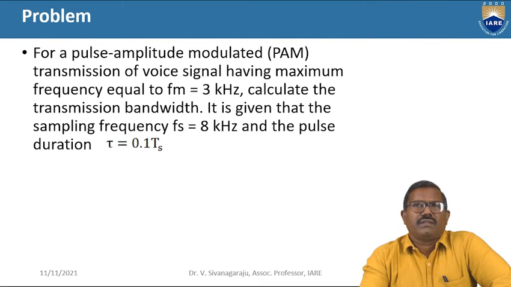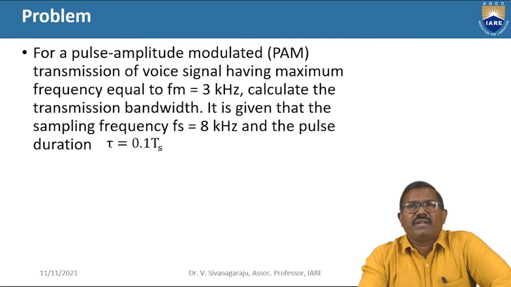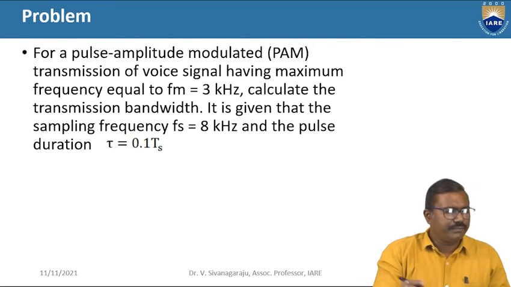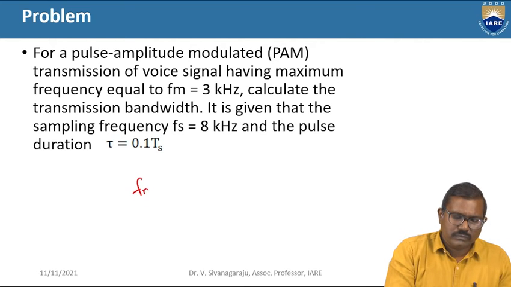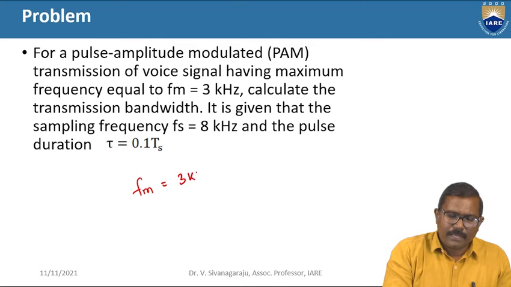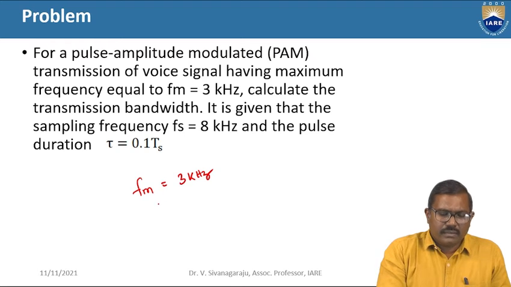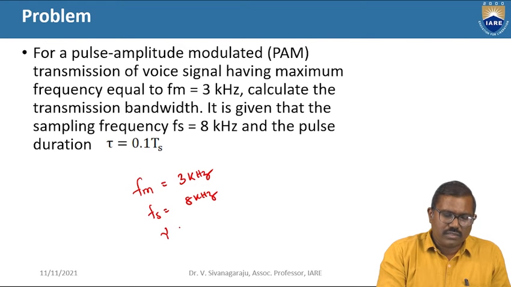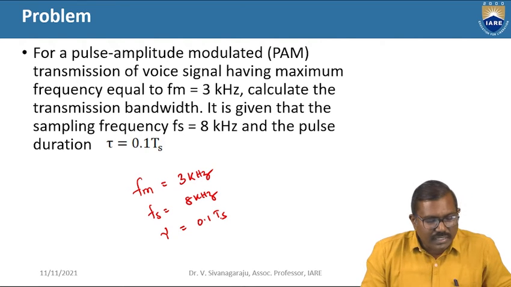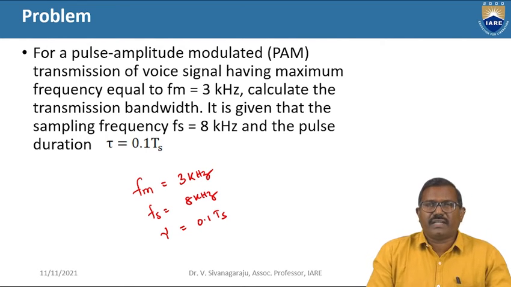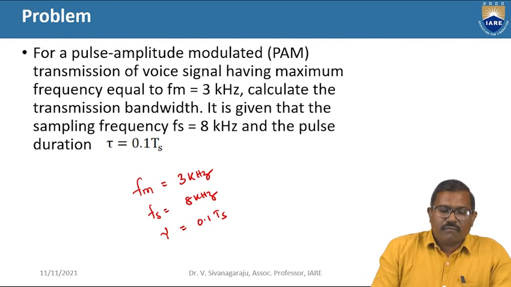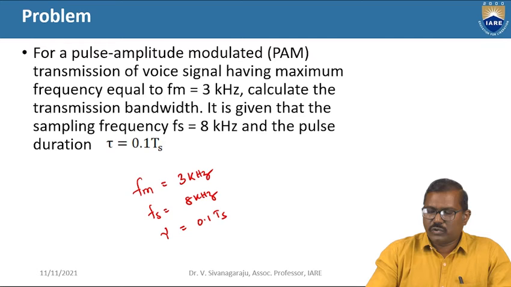Transmission bandwidth. So first, what is given? The data. They gave fm as 3 kHz, and for the sampling frequency they gave fs as 8 kHz, and the pulse duration is 0.1 Ts. So this is the given data. By using this given data, we are going to find the transmission bandwidth. Okay, so we are going to solve this problem.